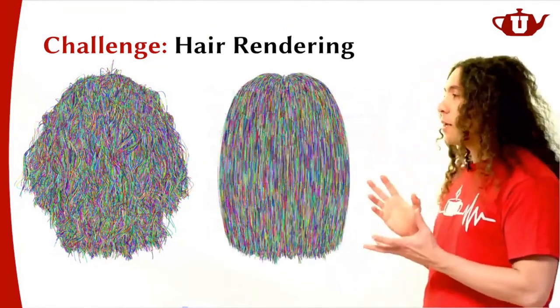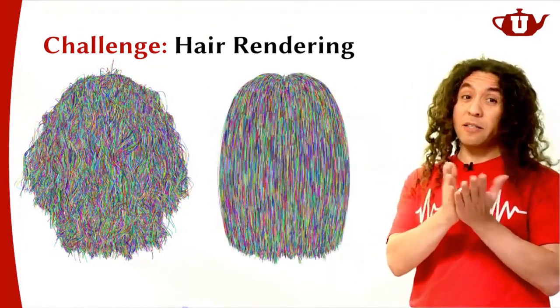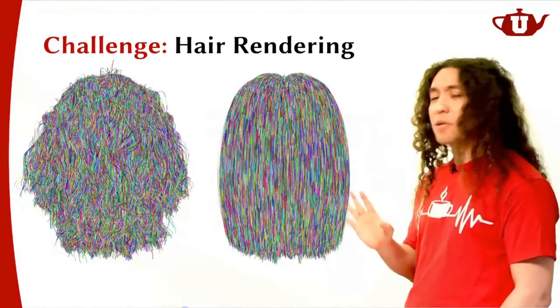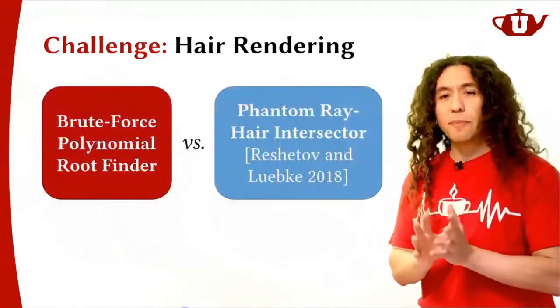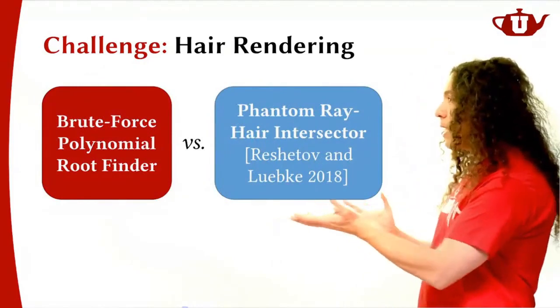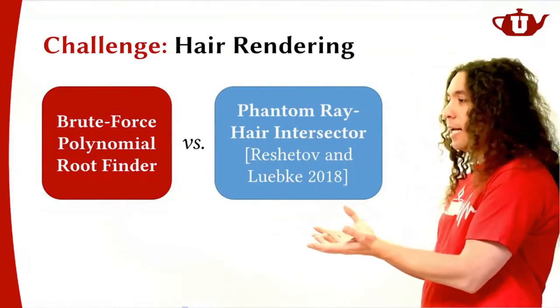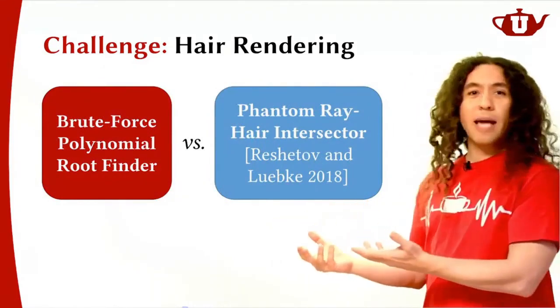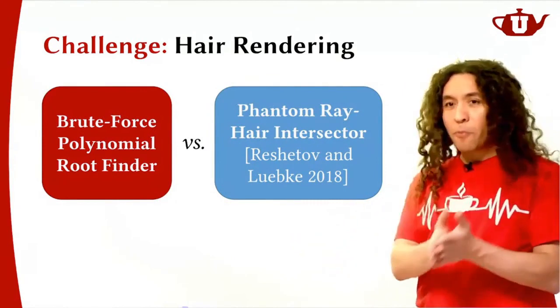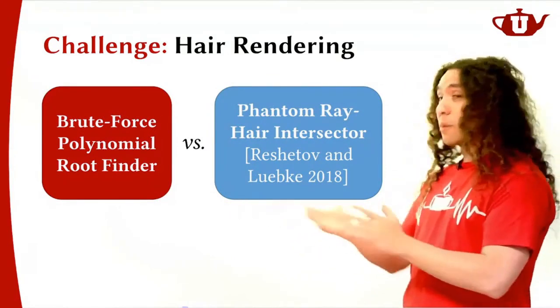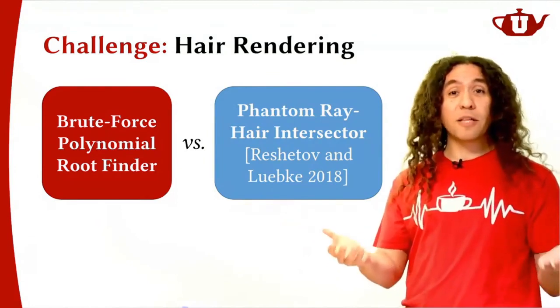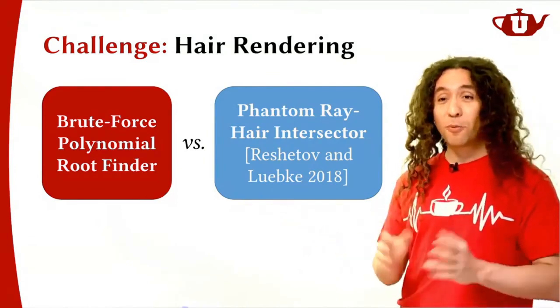But of course, this is just one hair model. If you have a more straight hair model, the Phantom Ray Hair Intersector does a little bit better. So these numbers don't matter that much, I would say. But in the end, the point that I'm trying to make is that we get something out of the box that can be compared with a high-performance solution to this problem. So this tells me that this polynomial root finder is actually giving us really good performance, right? That was the whole point.